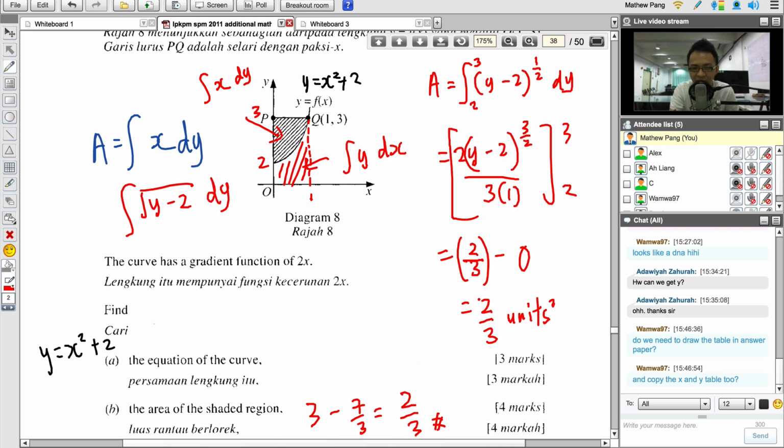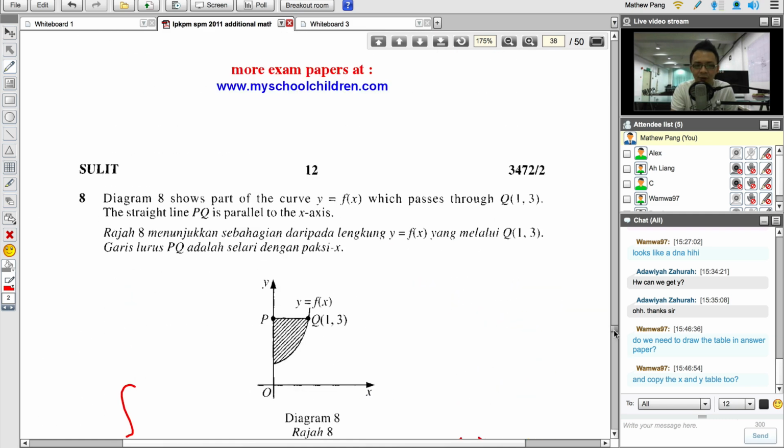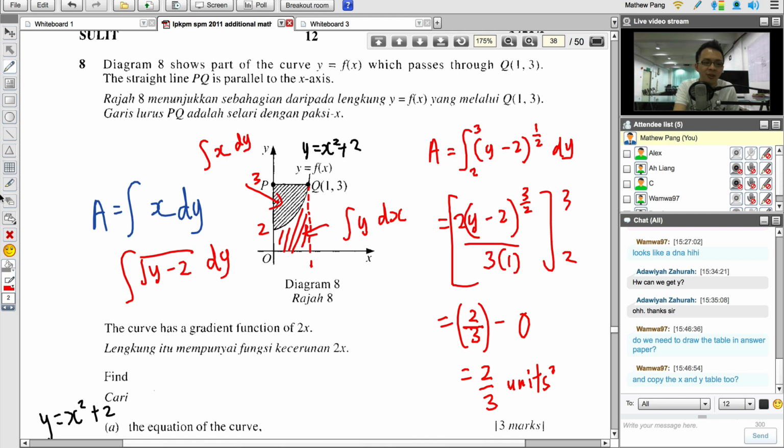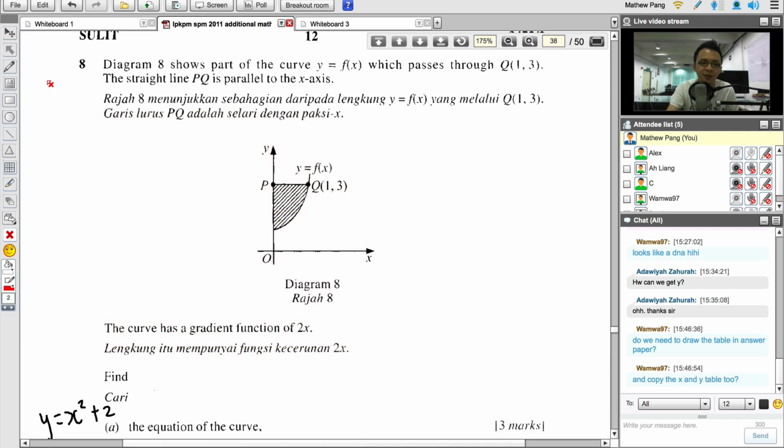Alright, so I'm going to move on to C. This one is saying to find the volume of the revolution in terms of pi. The shaded region rotates 360 degrees on the y-axis. Okay, now it's volume. So volume, you have to use different methods. I'm going to erase all this. So now he gives some idea, it's going to rotate 360 degrees, the shaded region, on the y-axis.